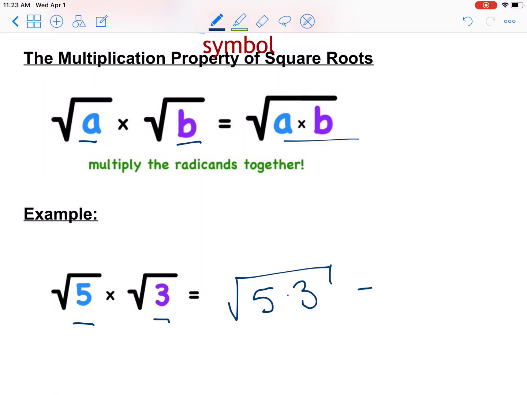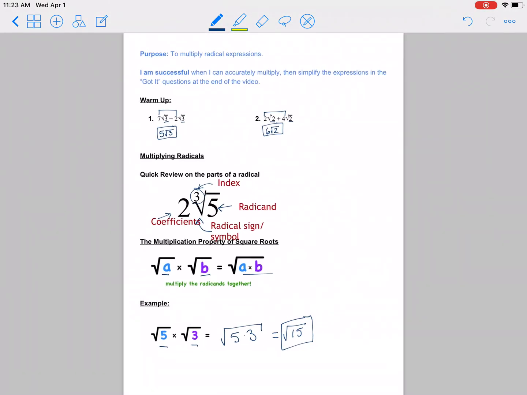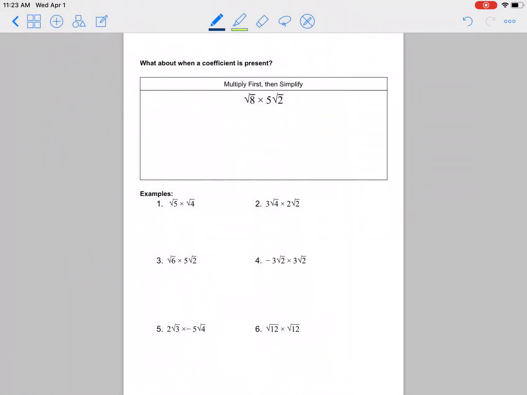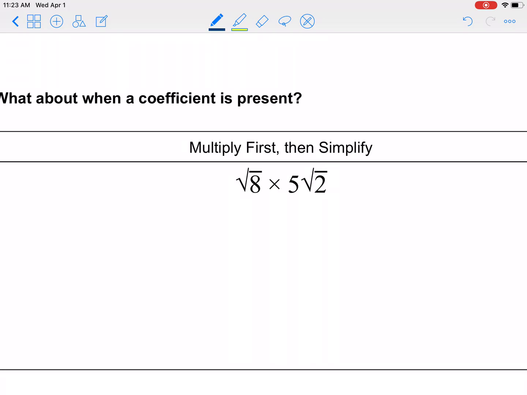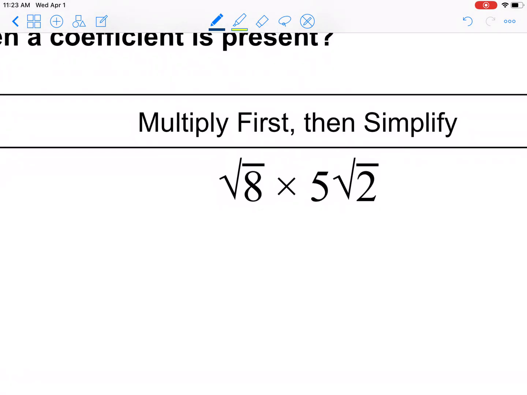So 5 times 3 is root 15. And root 15 cannot be simplified any further. So that would be our answer. Now, that was a simple problem. But what happens when I add in a coefficient? What changes? Well, nothing really changes. It's still the same method as adding and subtracting. The only thing is we're doing multiplication.